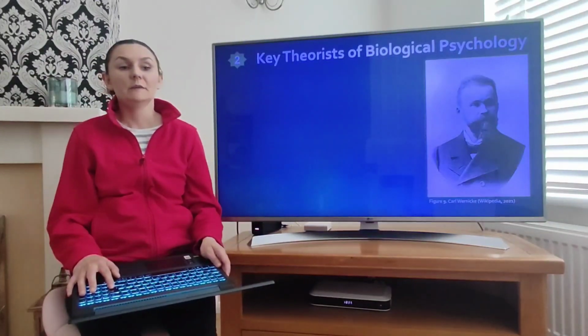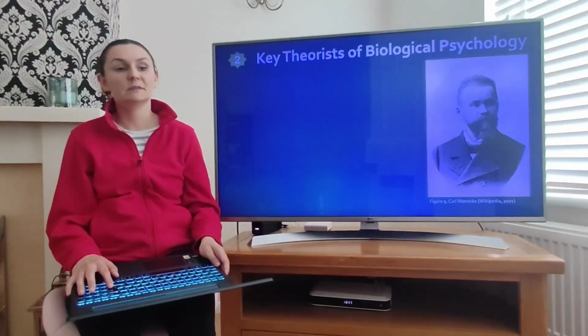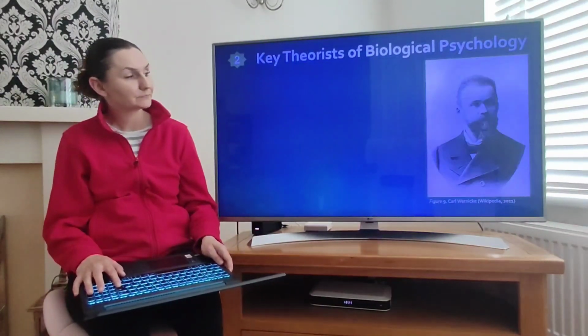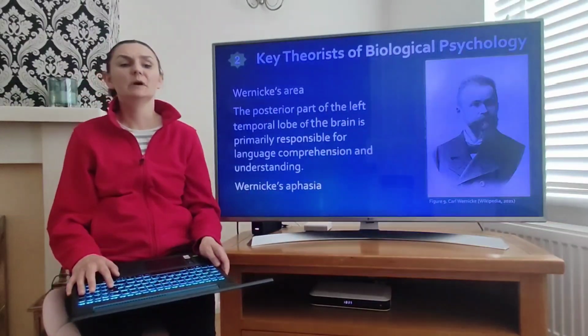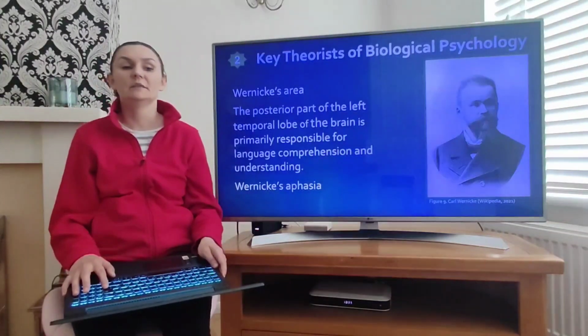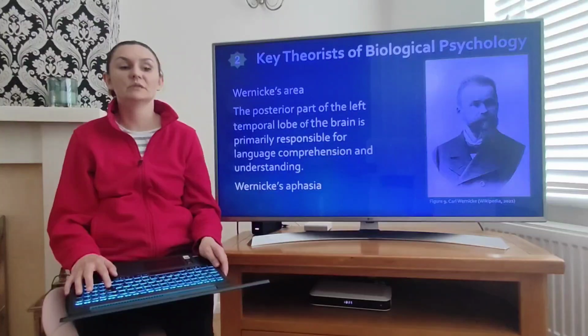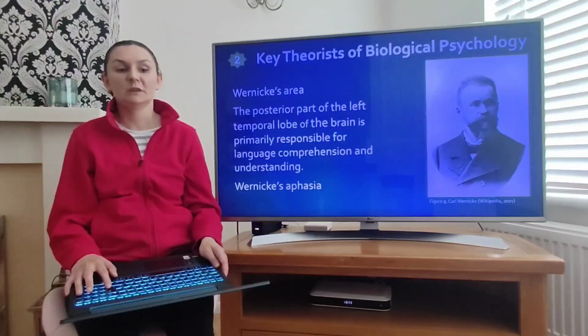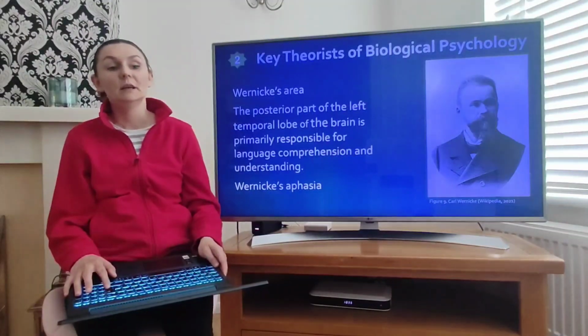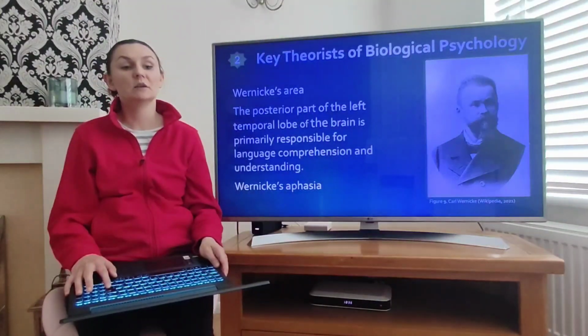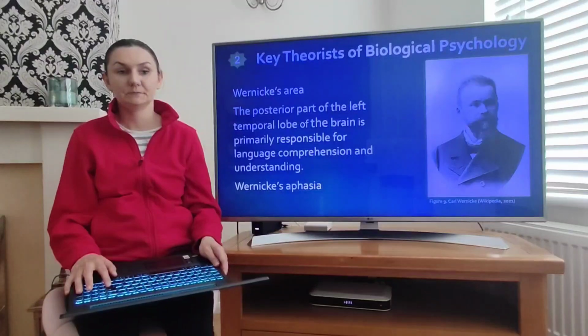The second key theorist in biological psychology was the German physician, anatomist, psychologist and neuropathologist Karl Wernicke. Inspired by Paul Broca's research, Karl Wernicke discovered the function of the posterior part of the left temporal lobe in language comprehension and speech understanding. Later on, this part of the brain was medically called Wernicke's area.